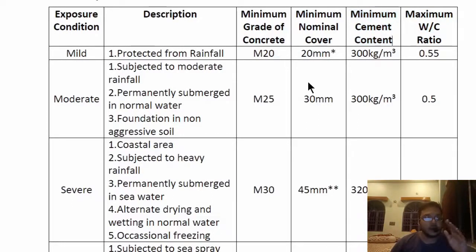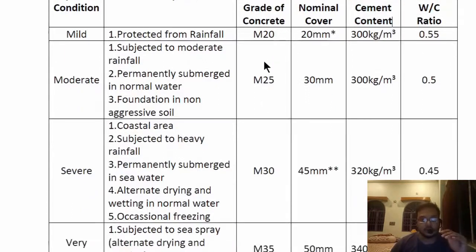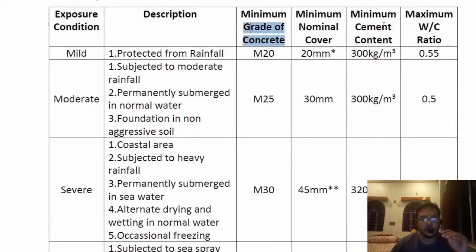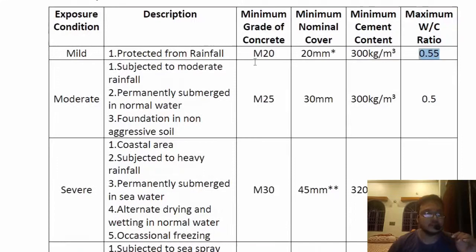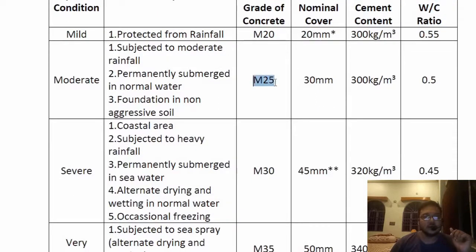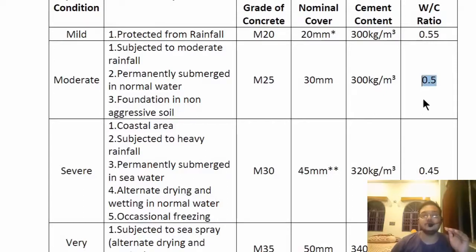So why have I opened this one? You can see one trend, one relationship between the grade of concrete and the water to cement ratio. In the first one, if M20 is the grade of concrete, 0.55 is the water to cement ratio that is suggested. Next, if I increase the grade of concrete from M20 to M25, the water to cement ratio decreases and becomes 0.5.